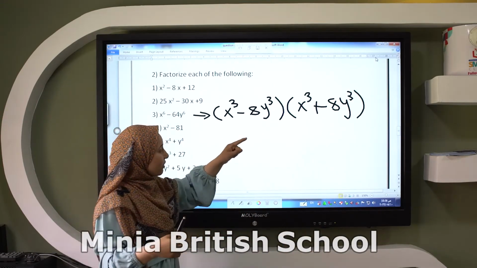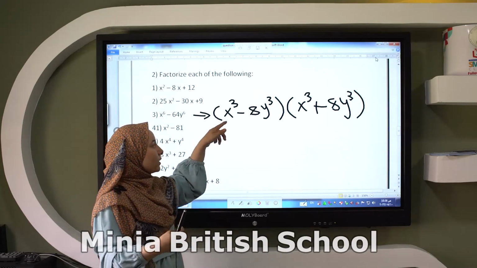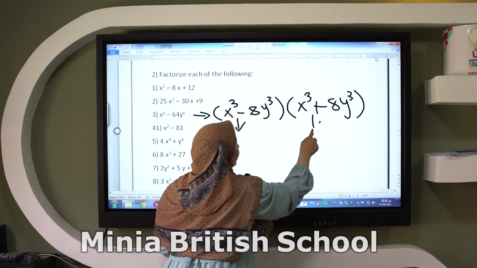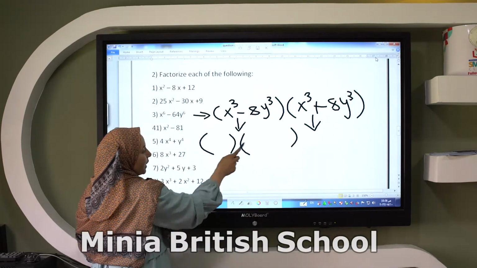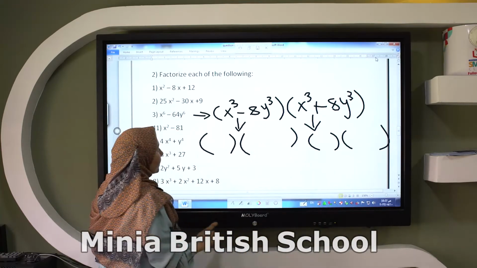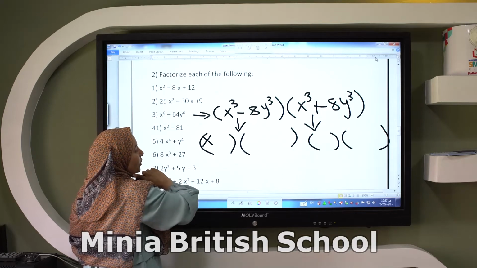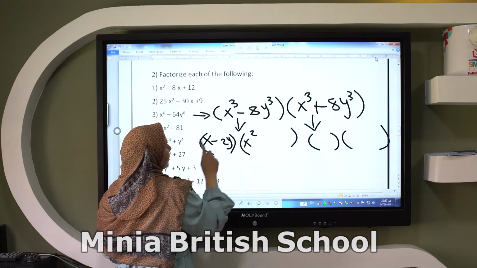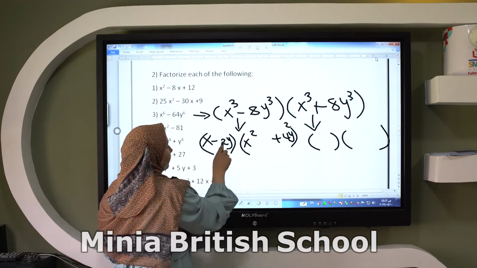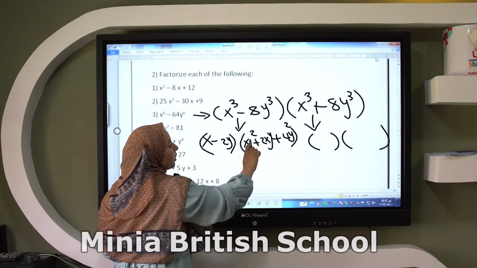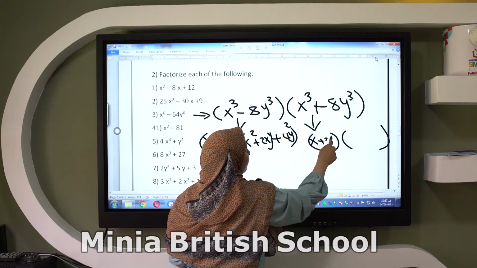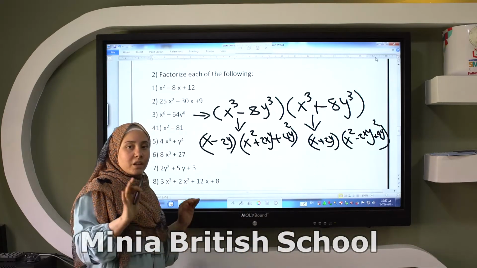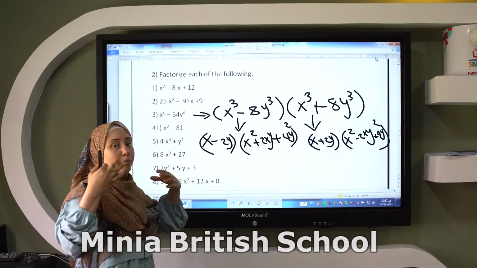Then factorize each factor into another one. Here is called a difference between two cubes, but here a sum between two cubes. So for each one I have two brackets, one of them big and the other smaller, like this. Here the cube root of the first is x, the cube root of the second is 2y. Take the same sign. Now square the first one and square the second one, and first times second with the opposite sign, 2xy. The same idea here: x plus 2y, and here x power 2 minus 2xy plus 4y power 2. Okay, this is to factorize this expression completely.